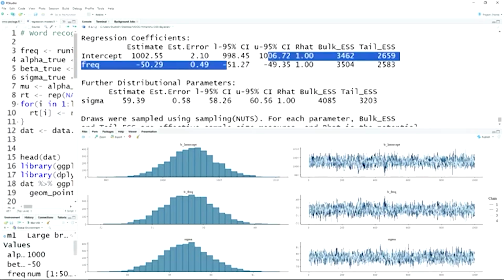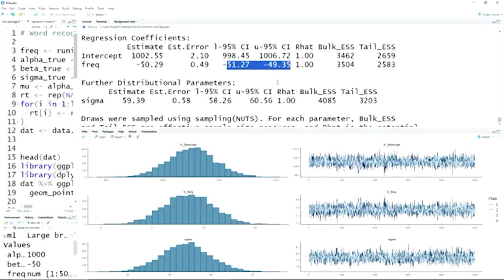Yes. So based on this output, it seems that the data does indeed support the prediction that as frequency increases, the average recognition time decreases. So basically, word recognition gets faster as frequency increases. Okay. So basically, your data is consistent with the prediction of that hypothesis, but you cannot make a claim that there is evidence for this frequency hypothesis.